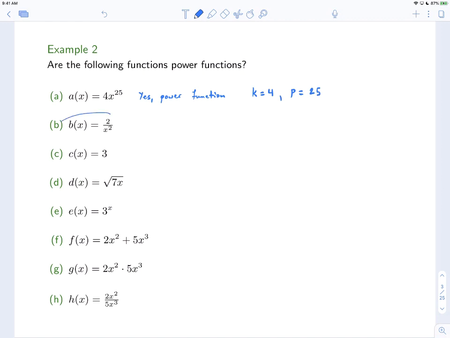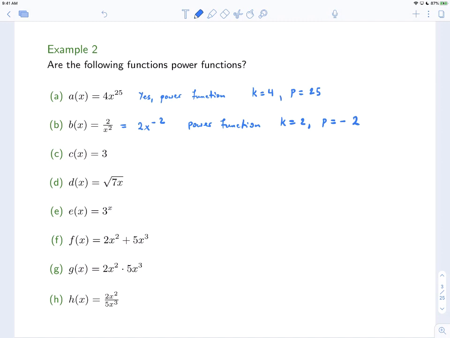What about b? b equals 2 divided by x squared. We can rewrite this one so that it is in the form of a power function, 2 times x to the negative 2. So yes, this is a power function. This is a power function where k is equal to 2 and p is equal to negative 2. p is allowed to be equal to a negative number.